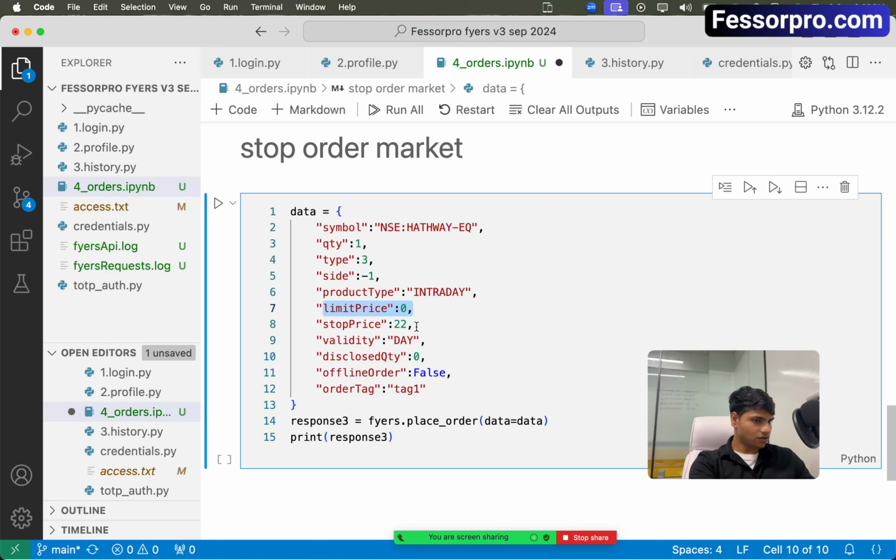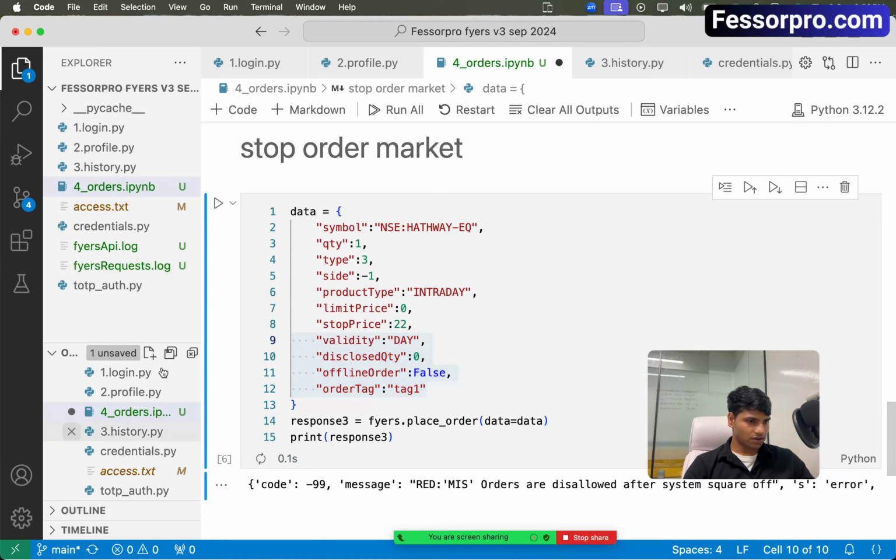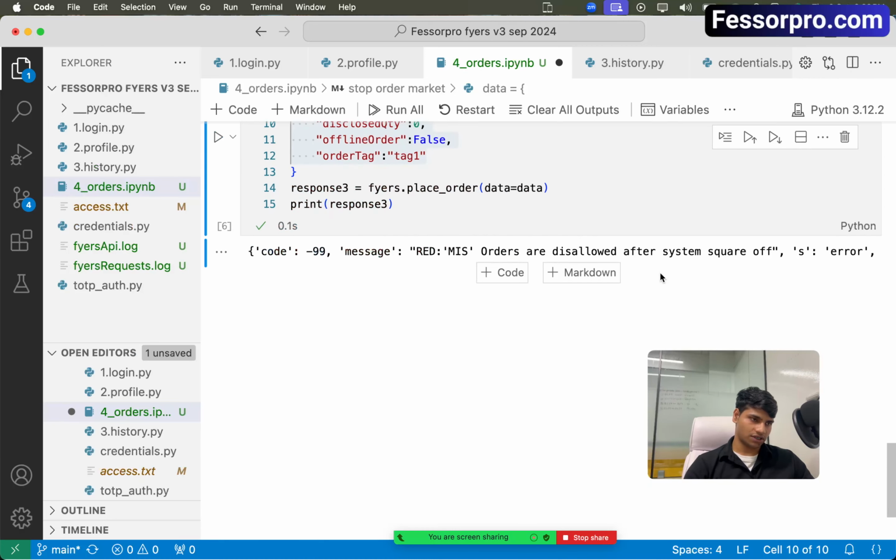Then limit price is 0. Stop price you have to specify. Stop price I want it to be 22. Now keep in mind, we place the stop order or stop limit order once we take the position. Then order validity is day and other things are same. So if I run this code, again I'll see the same error. Order is not allowed.